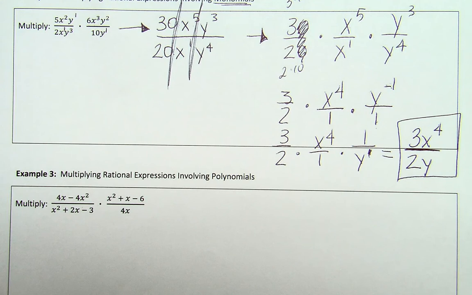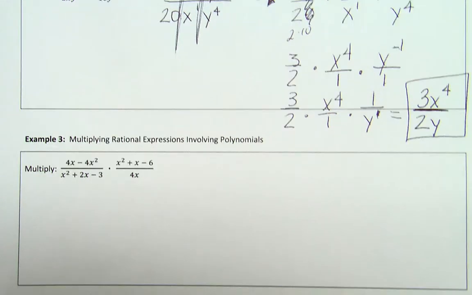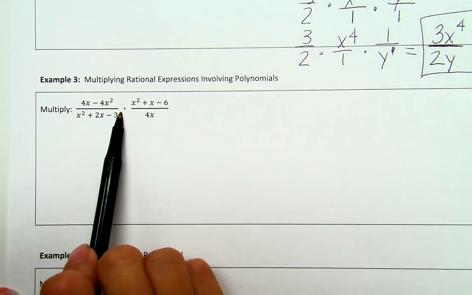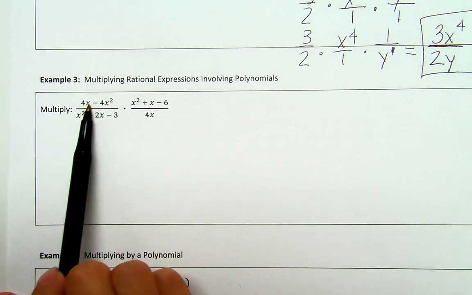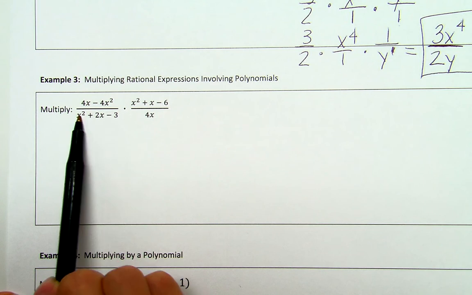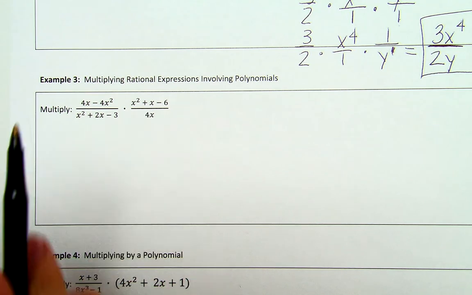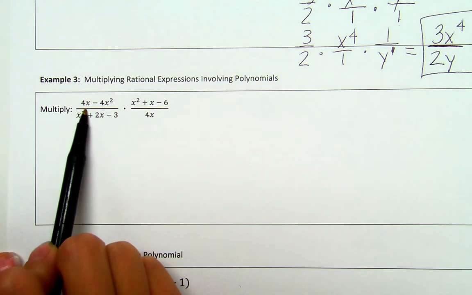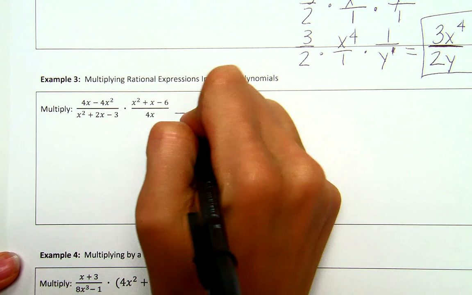Moving on to example 3, multiplying rational expressions involving polynomials. In this case, we're also multiplying, but here we have not monomials, but we're dealing with pluses and minuses as my terms. So the first thing we're going to do, example 3, we're going to tie into the very first example that we did. We want to factor all of our numerators, all of our denominators, and cancel where we can. So we're going to start off with our first numerator, okay?